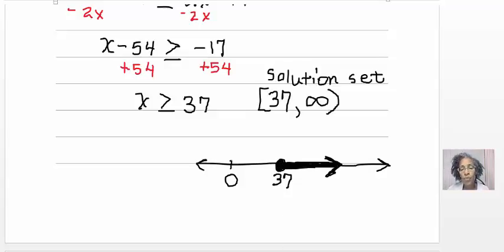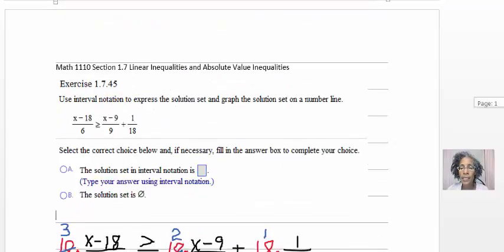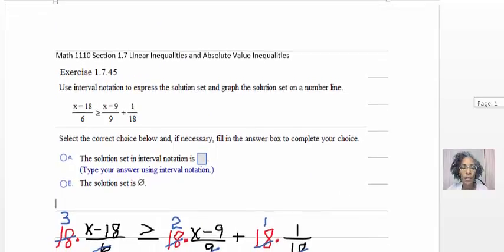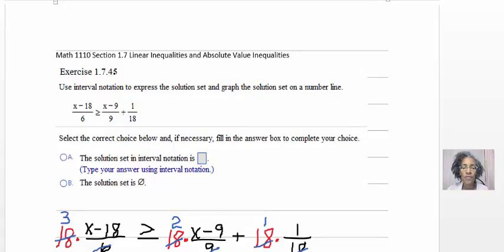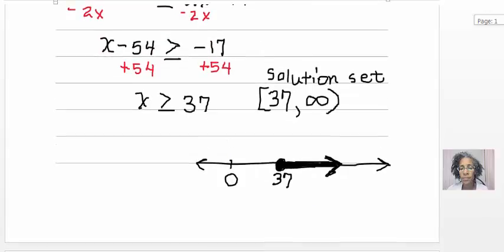All right, so those would be the two things. Typically, if you were working this in MyMathLab, you'd be entering this interval and you would have a choice of graphs and you would be selecting the correct one. So this is an example of what you would find in your MyMathLab homework in an exercise that looks like exercise 45 in section 1.7.